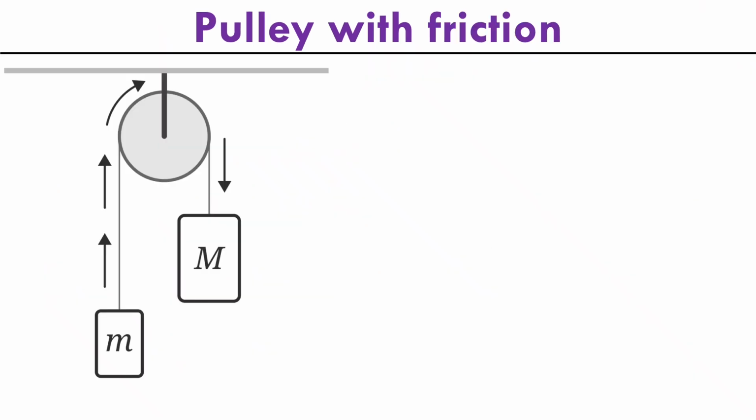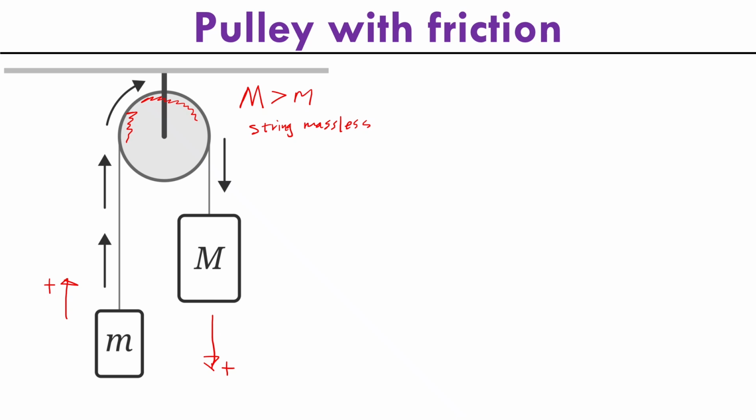Alright, now let's look at the pulley system with friction. If we assume big M is much larger than small m, so the whole system would go clockwise. So big M is going to go down and the small m is going to go up. In this situation, we also say there is friction between the pulley and the string, okay? But the string is massless.